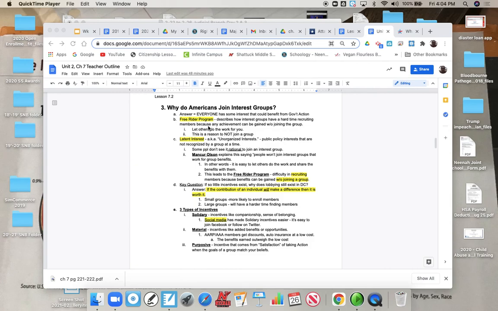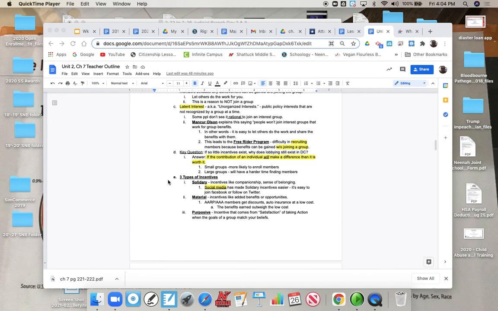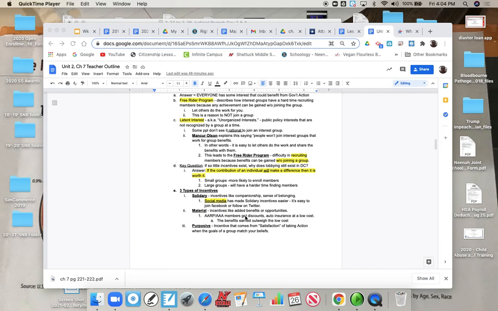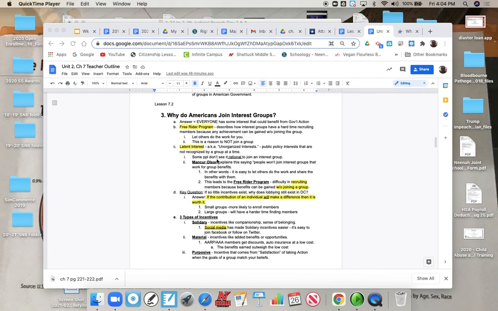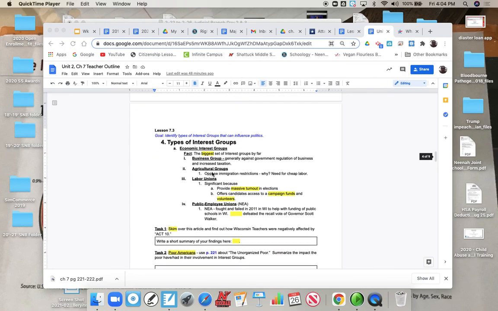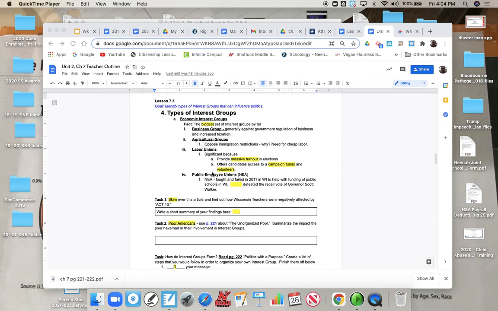We know that there's reasons to join interest groups, mainly because there's incentives, there's a benefit to it. So we have solidary benefits, we have material, and we have purposive. And we also know through Mancur Olson that there's going to be free riders. People don't have to join the group to get benefits from interest groups' work. All right, on to types of interest groups.